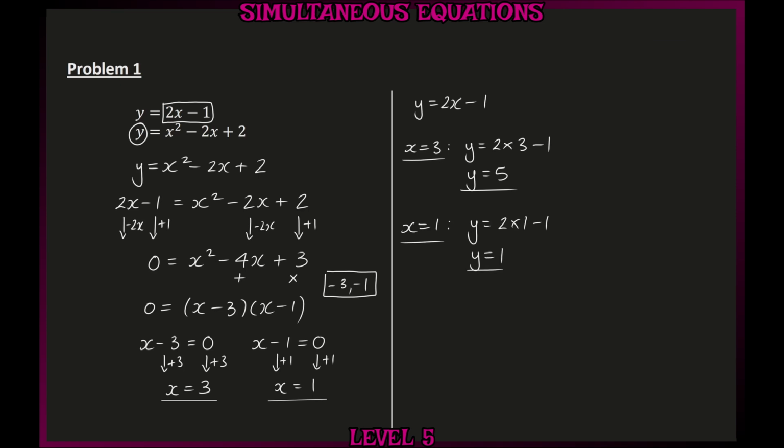And so our final solution for problem 1 is x equals 3, y equals 5, and x equals 1, y equals 1. And it's important to pair these correctly.